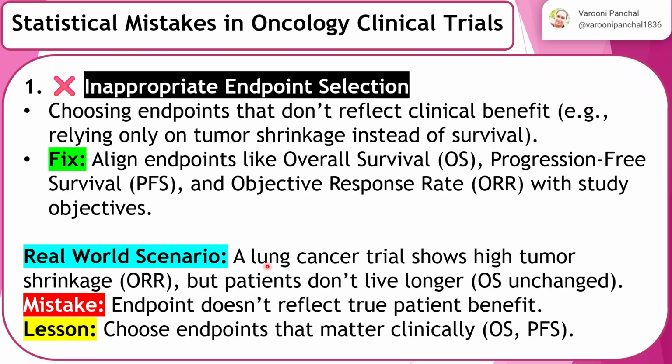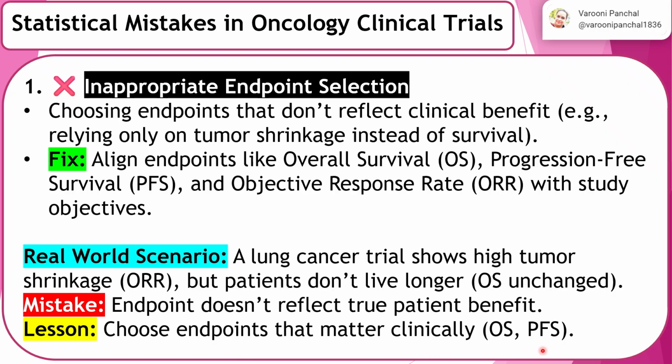Now say, for example, I have a lung cancer trial that shows high tumor shrinkage, ORR, but patients don't live longer. Shrinkage is there, the tumor has reduced, but the overall survival is unchanged. That means the survival of those specific patients is not increasing even though the tumor has shrunk. So the mistake here is the endpoint does not truly reflect the patient benefit. The lesson here is you need to choose the endpoints that matter clinically.